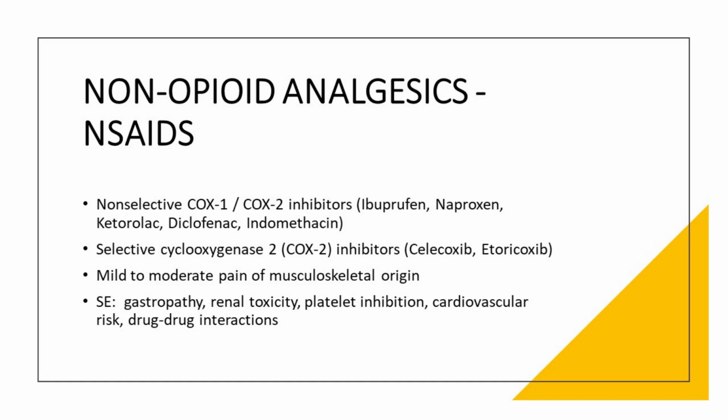Think of them as two major groups: non-opioids and opioids. From the non-opioid analgesics, the most commonly used are the NSAIDs, acetaminophen, certain antidepressants, and selected anticonvulsants. So let's start first with the NSAIDs. From the NSAIDs, we have the non-selective COX-1, COX-2 inhibitors like ibuprofen, naproxen, ketorolac, diclofenac, indomethacin, and the selective cyclooxygenase 2 COX-2 inhibitors, celecoxib, etoricoxib, basically the coxib drugs.